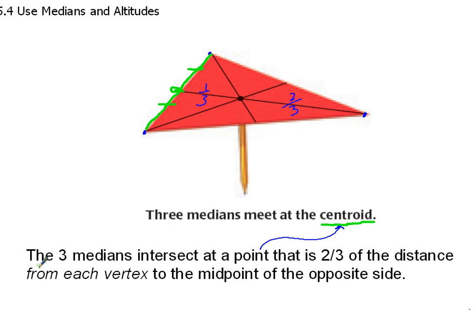So mathematically, the three medians intersect at a point that is 2/3 the distance from each vertex to the midpoint of the opposite side. What that means is this point where they intersect divides each median into two pieces. The longer piece is up here by the vertex and represents 2/3 of the total length of the median, and the shorter piece is down here and connects to the midpoint of the other side, and that's 1/3 of the total length. Okay?